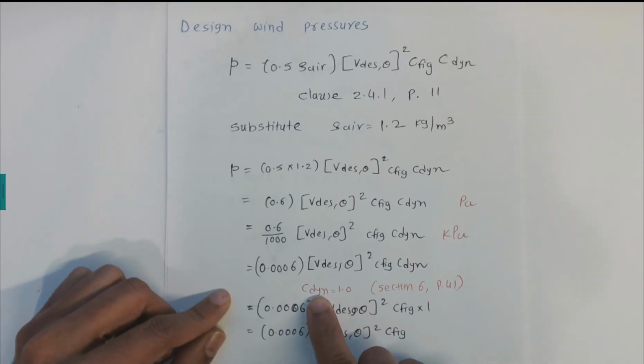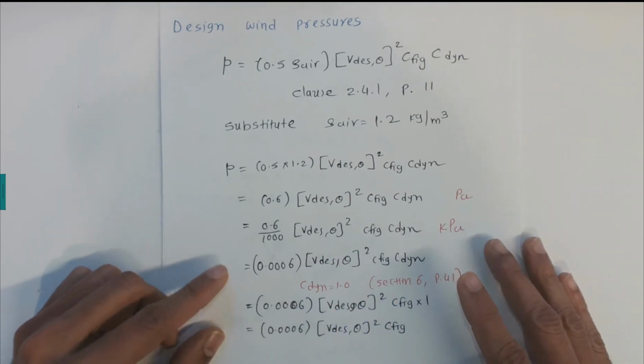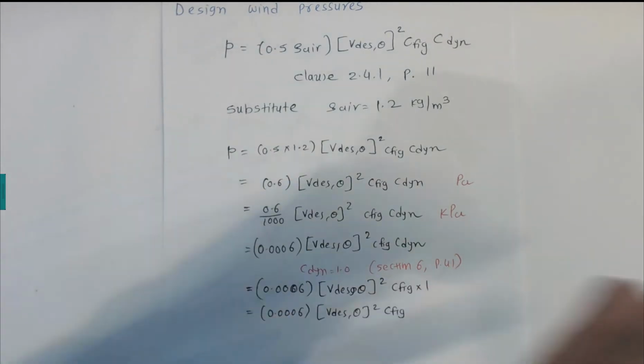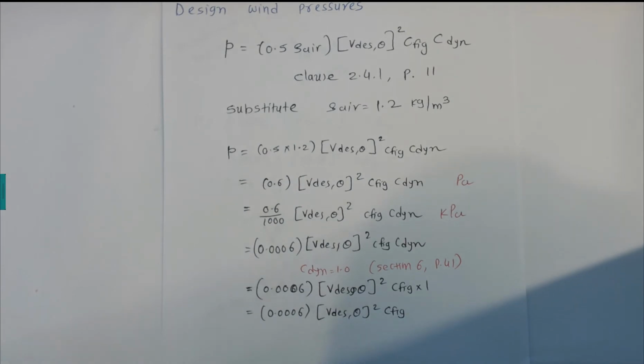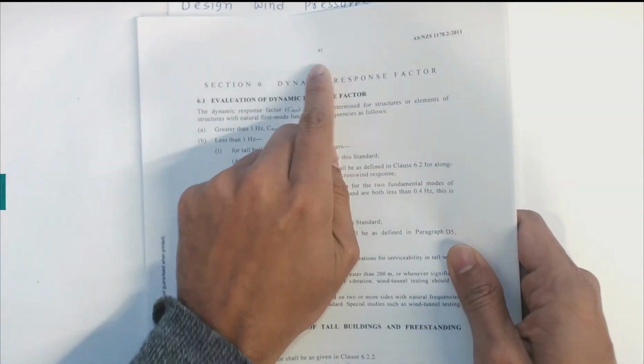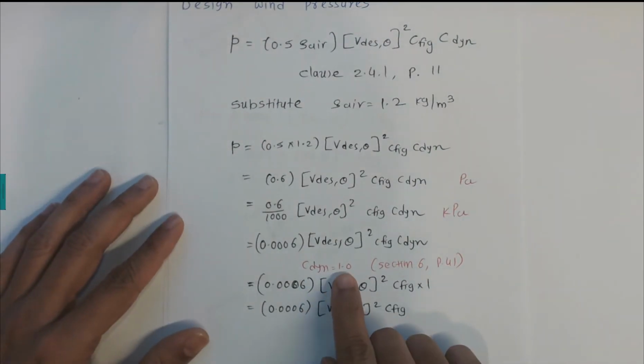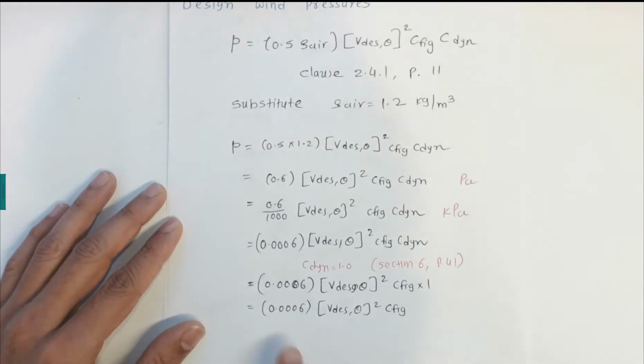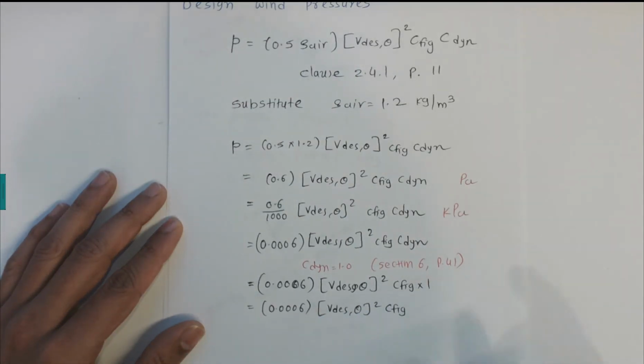The dynamic response factor is taken as 1 here, because we are not considering dynamic response for these buildings. This information is given in section 6 on page number 41, where the Australian standard discusses the dynamic response factor. So we substitute the dynamic response factor 1 here: 0.0006 times the design wind speed squared times C fig times 1. That gives us 0.0006 V design squared times C fig.